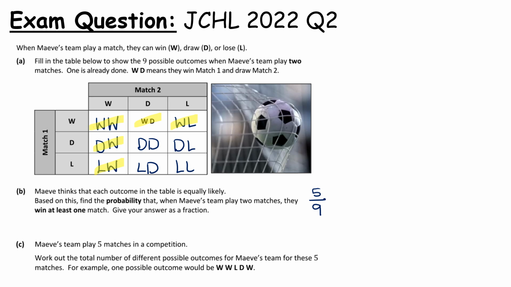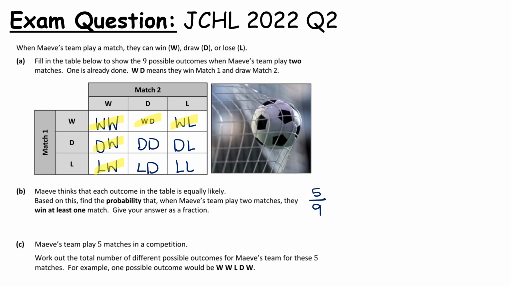So part C is going to bring in a little bit of that and or we've discussed. So Maeve's team play 5 matches in a competition. Work out the total number of different possible outcomes for Maeve's team for these 5 matches. For example, one possible outcome will be WWLDW. Okay, so they can win, win, lose, draw, win.